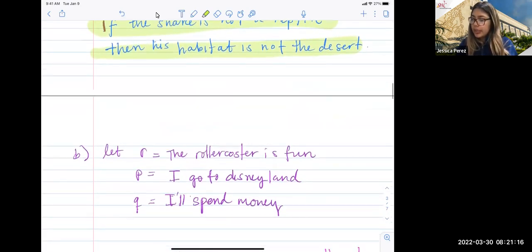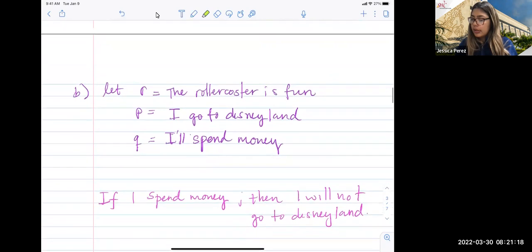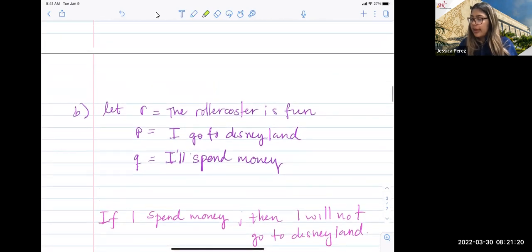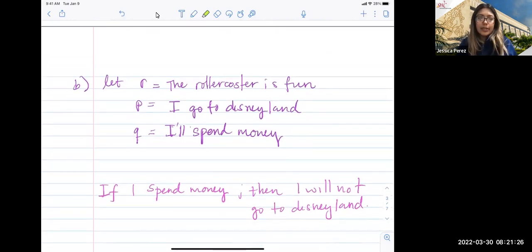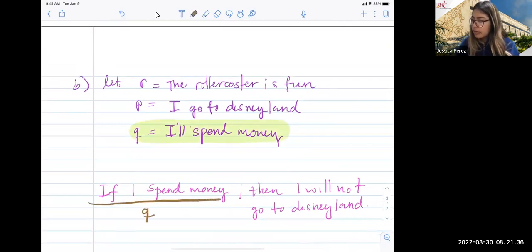Now, again, similar. If I have R, P, and Q, and I have this statement, if I spend money, then I will not go to Disneyland. So what do I have? If I spend money, so I have Q, then I will not go to Disneyland. This is P. And you're doing what? You're negating P.